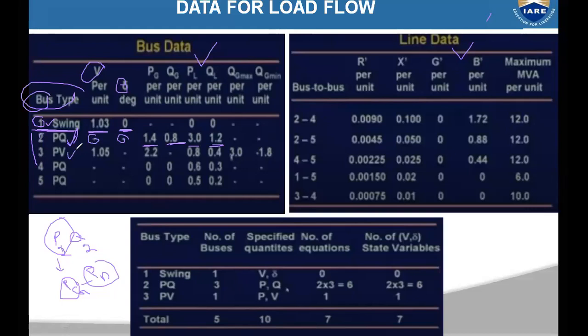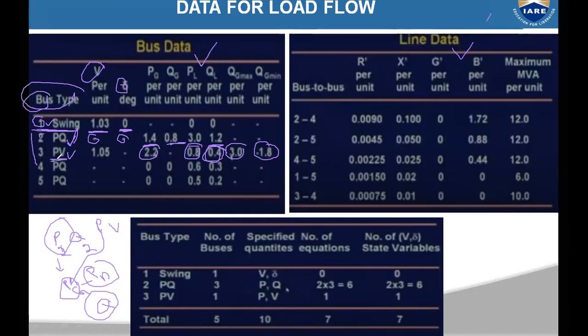If there is a PV bus, what are the elements specified? P and V. P here is the P generation and the P demand: P generation is specified, and PL is also specified here. Along with that, if there are shunt elements or static VAR systems connected, those will supply the Q, so QL will be specified here. Along with QL, Q minimum and Q maximum are also specified. Remember this: Q minimum and Q maximum will be specified only at the PV bus.